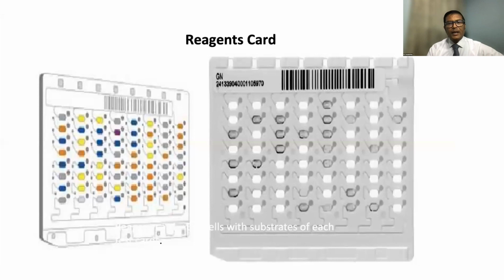So this is a reagent card, which is one use for every strip that we use, and for every sample we use one card, and the card is read by the machine, and there is a normative database within the machine which classifies this into the type of organism that we might be dealing with over here.